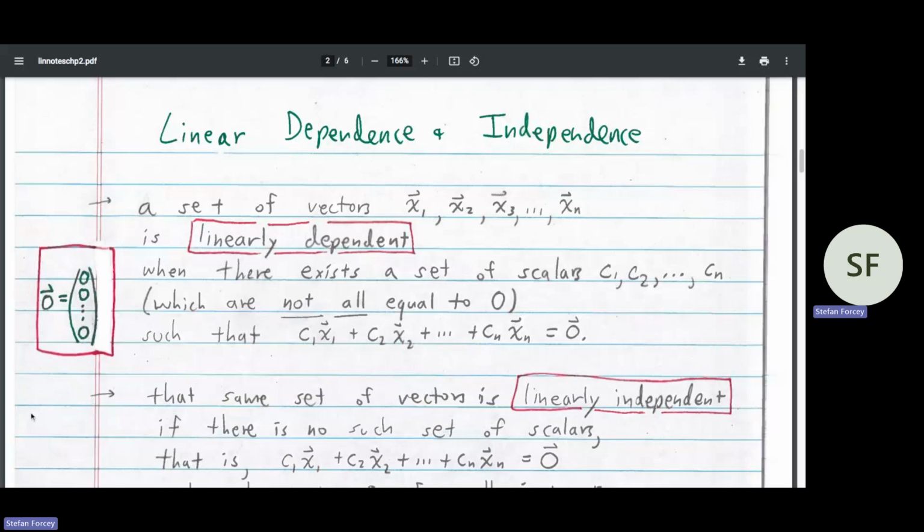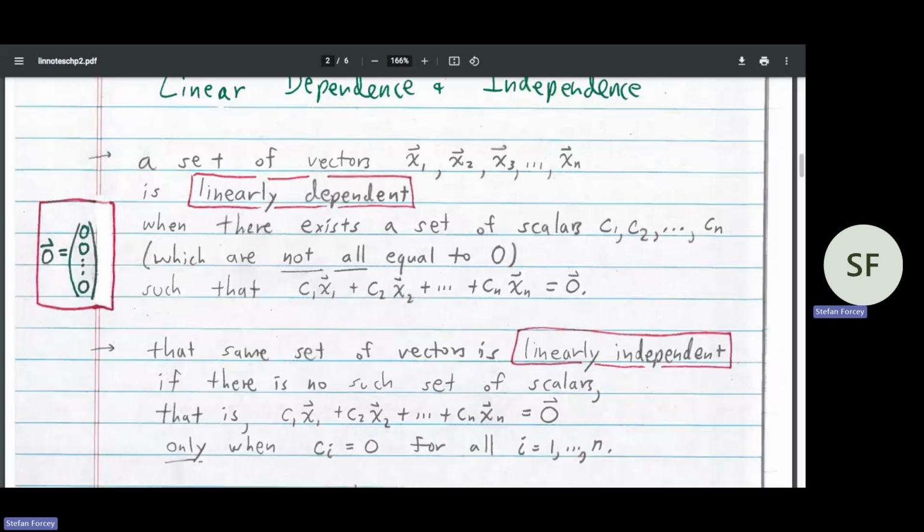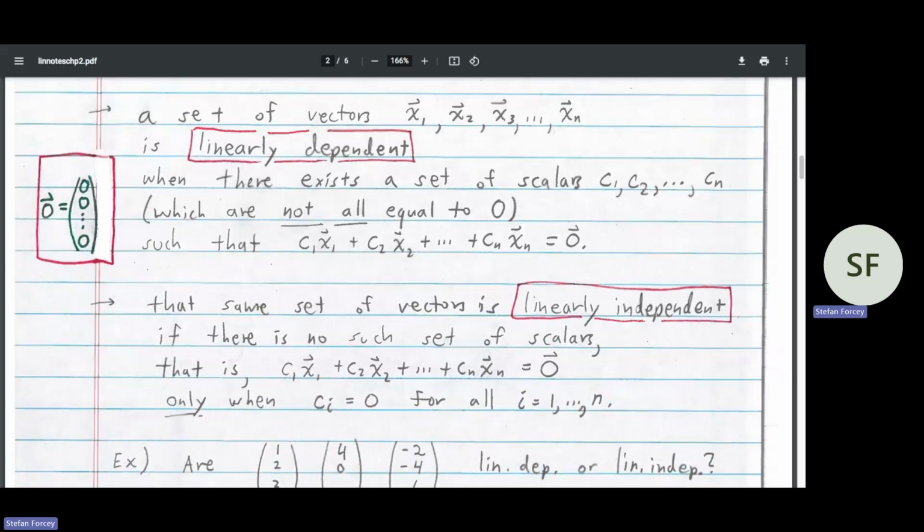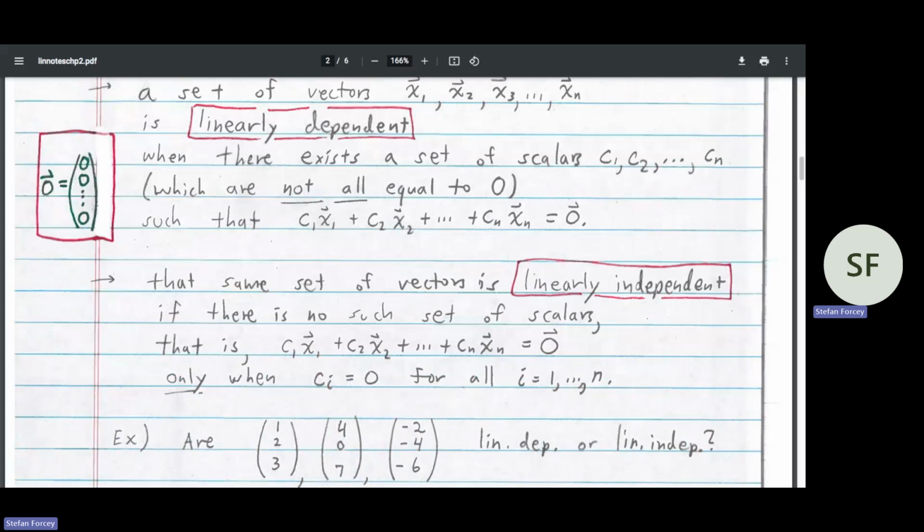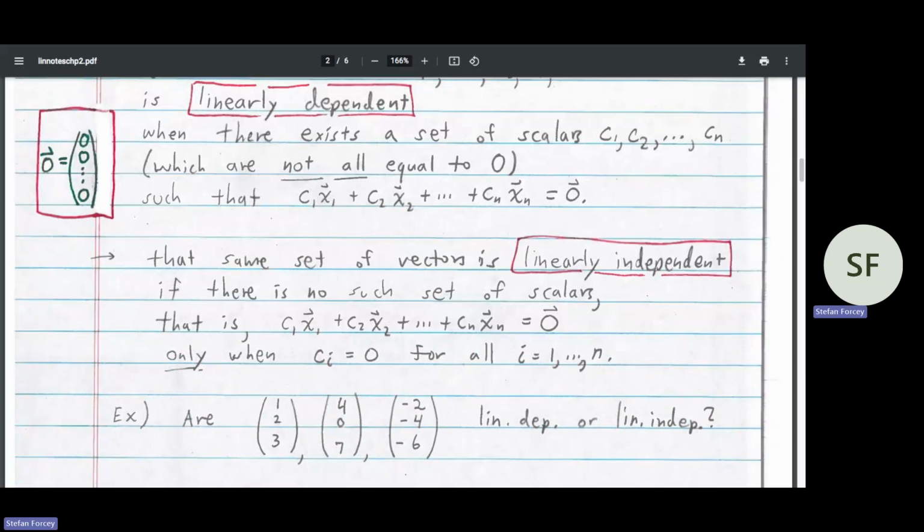Now, the opposite is linearly independent. And we say it's linearly independent if there is no such set of scalars. That is, if you multiply all the vectors by the scalars, any scalars that you can pick to get 0, that can only happen when all the scalars are 0. So question, are these three vectors linearly dependent or linearly independent?